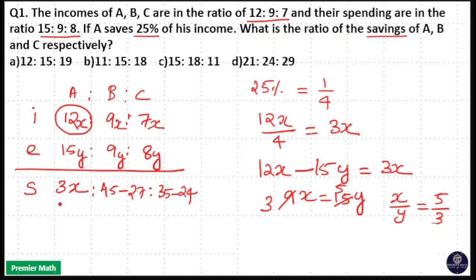So 3 into x is equal to 15; 3 into 5 is equal to 15, x is equal to 5. 45 minus 27 is equal to 18 and 35 minus 24 is equal to 11. So 15 is to 18 is to 11 is your answer. So option C is your answer.